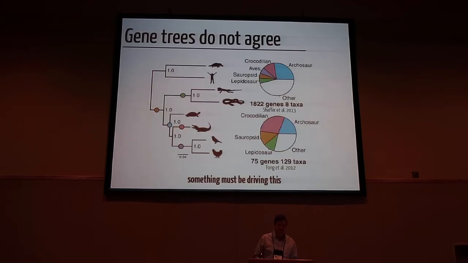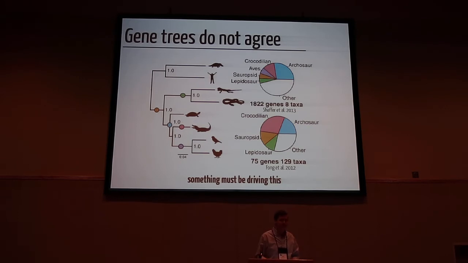That's not what we see. So these pie charts correspond to the number of genes, or the proportion of genes that recover different placements for turtles for 2 different data sets. This one comes from genome scale data, and this one comes from Sanger sequencing. The colors correspond to placements on the tree next to it. So we see in both cases, the most common placement for turtles is either sister to archosaurs or sister to crocodilians.